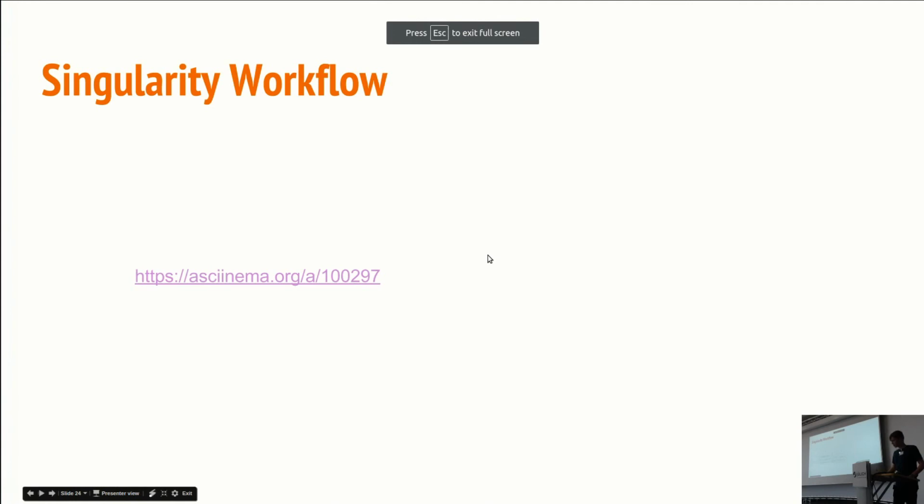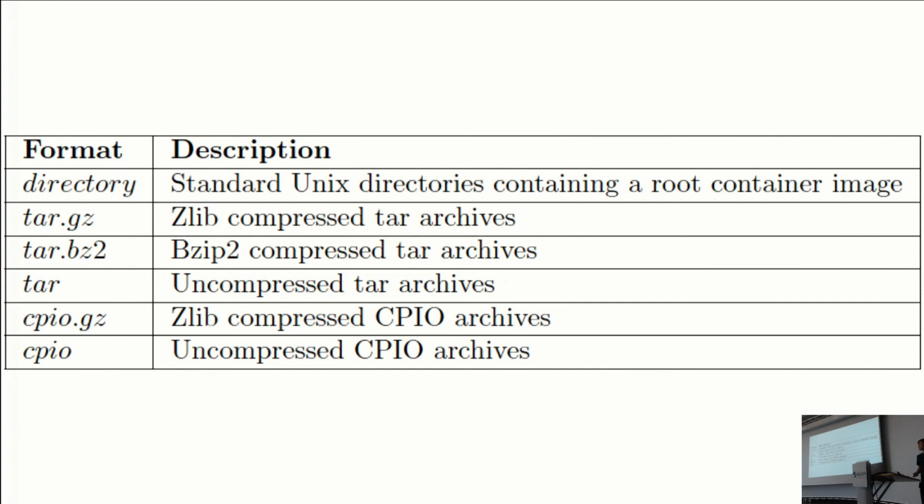Singularity supports a couple different types of container formats. The first and foremost is the image file, what I just showcased there. Second, we can support just a regular directory. If you have a file system stored in a directory, you can directly run a container and point Singularity to your directory, and it'll run the container that way. And then it also has support for a range of archives, which is similar to a directory. It'll just extract it, cache it, and then run it.